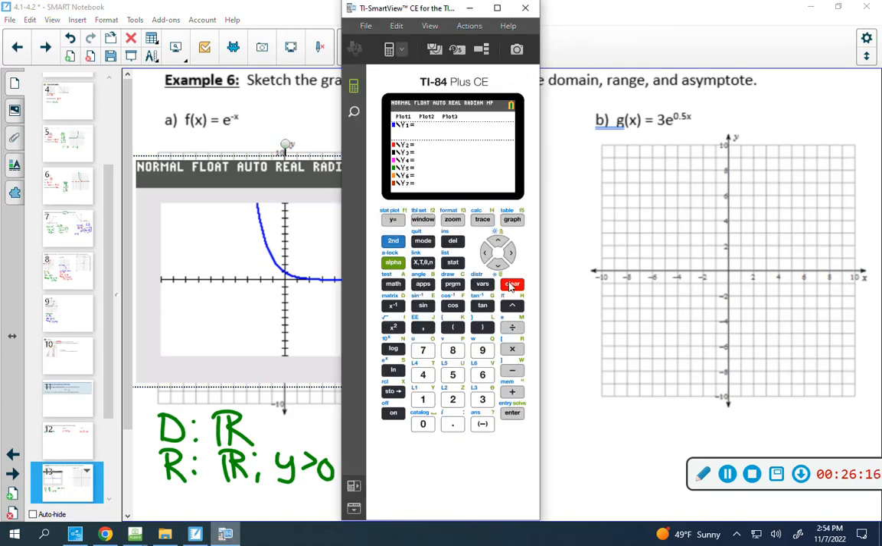So 3e, second ln, 0.5x. I really should get a job at Texas Instruments, I tell you. I'd regret that. All right, so shouldn't be hitting the x-axis. Yeah, these are all pretty bad. I'll actually draw this one. I feel bad for you.